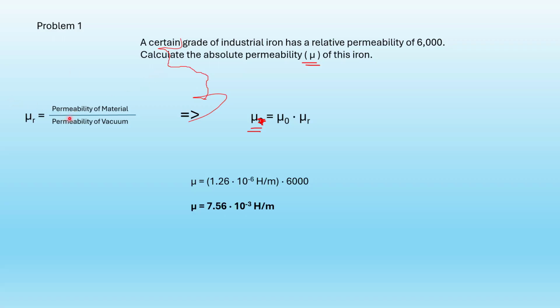So when we look at this formula here, from that formula we can derive this here, which is going to be that. Plug in the numbers. The absolute permeability of this object is the permeability of the vacuum times the relative permeability, and that's going to give us about 7.56 times 10 to the negative 3 henries per meter. Just get yourself a calculator and punch in the numbers to make sure.